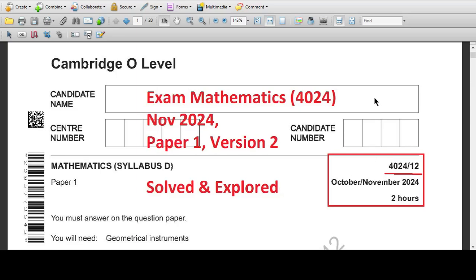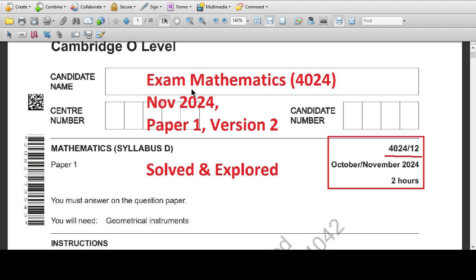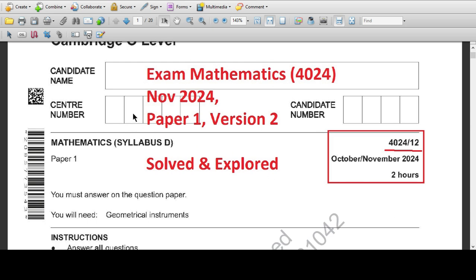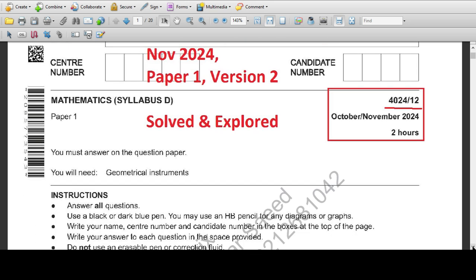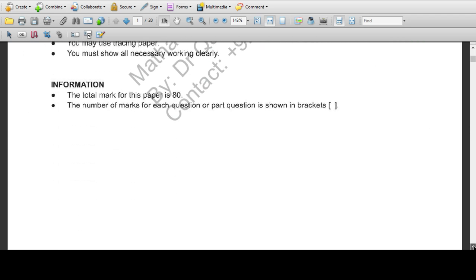Bismillah Rahman Rahim. In this session, we will discuss the exam of Mathematics 4024 from November 2024, paper 1, version 2. This is the paper that was recently uploaded, and it was conducted in the month of November 2024. Today we are discussing paper 1 of this mathematics course for O-level students.